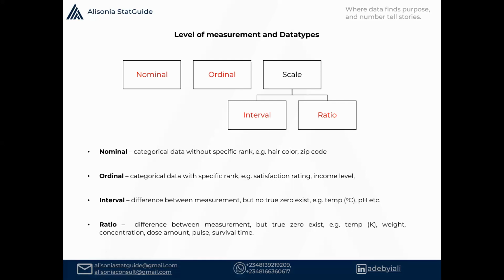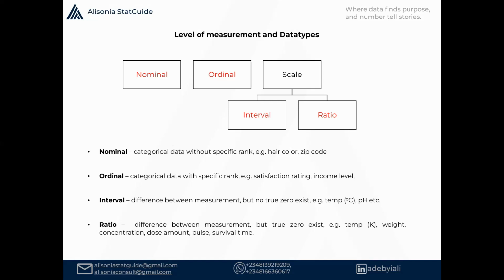And for the ratio, there is a true zero value. Ratio is just interval level of measurement, but with a true zero value that exists. An example is Kelvin. You can have 0 Kelvin, but you can't have minus 10 Kelvin or minus 273 Kelvin. It's not possible, because when you have 0 Kelvin, it means there is no heat.